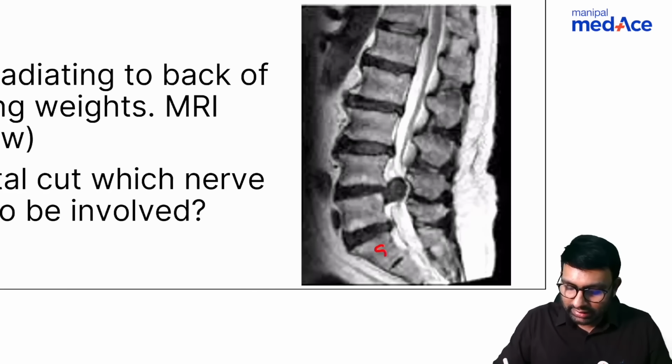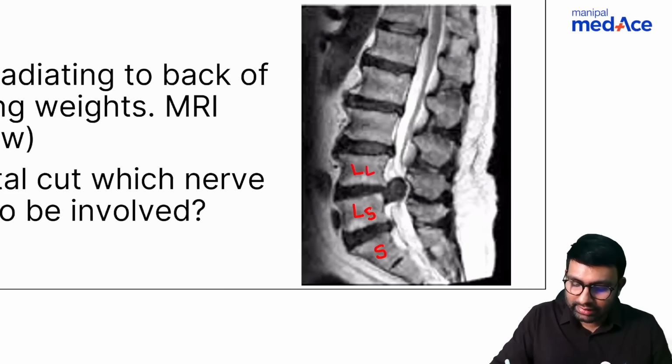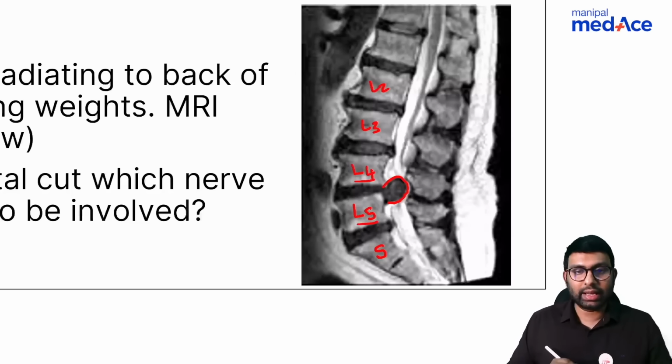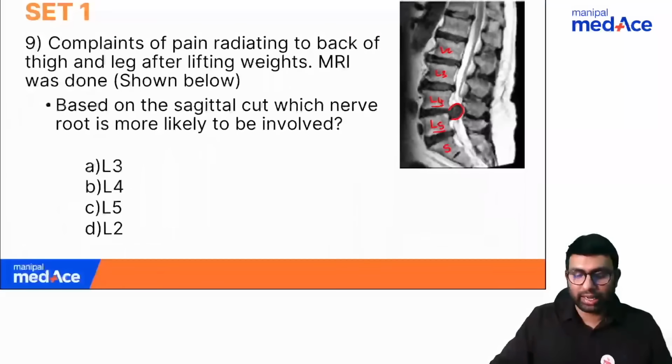So this here is the sacrum. This is L5. This is L4. This is L3, L2 and so on. Now you can see a disc that has come out like this. So there is an extruded disc here, and this is between L4 and L5. Now between L4 L5, which nerve root is commonly involved?